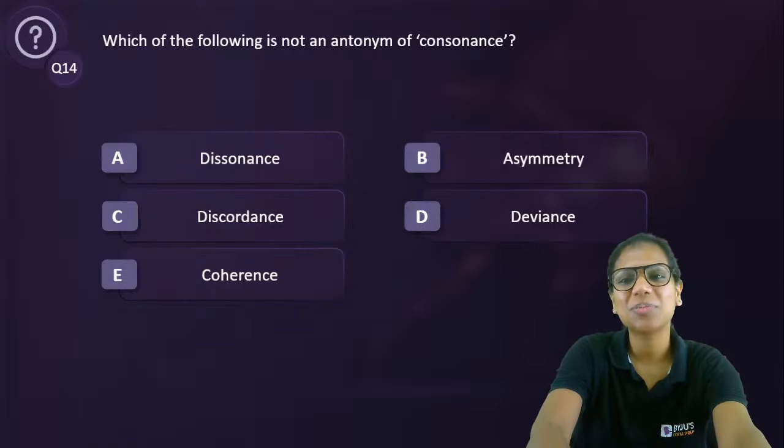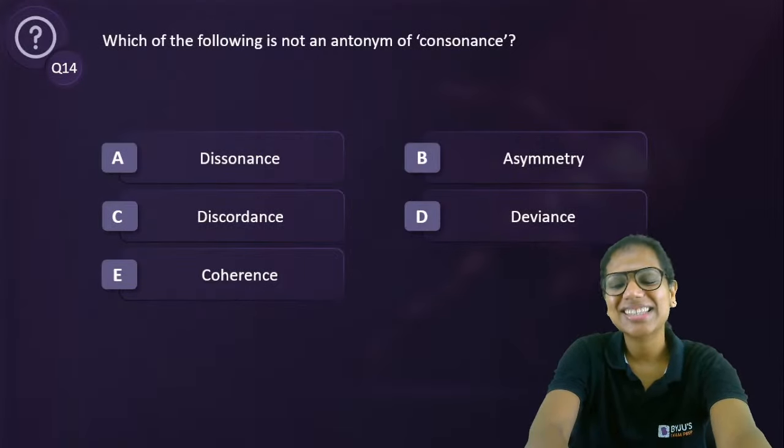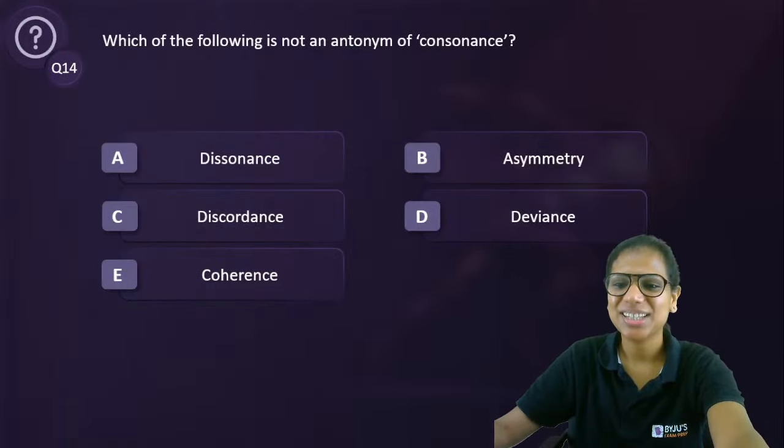I don't know why, the word consonants always reminds me of that song Mile Sur Mera Tumhara To Sur Bane Hamara, in case you've heard it. So, E is the answer. Absolutely correct. Good, good, good.